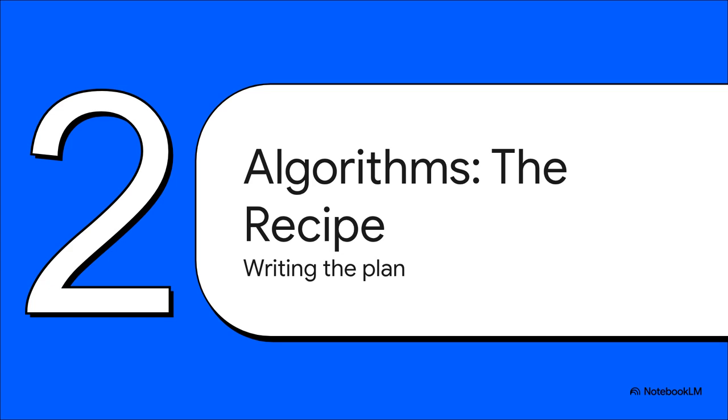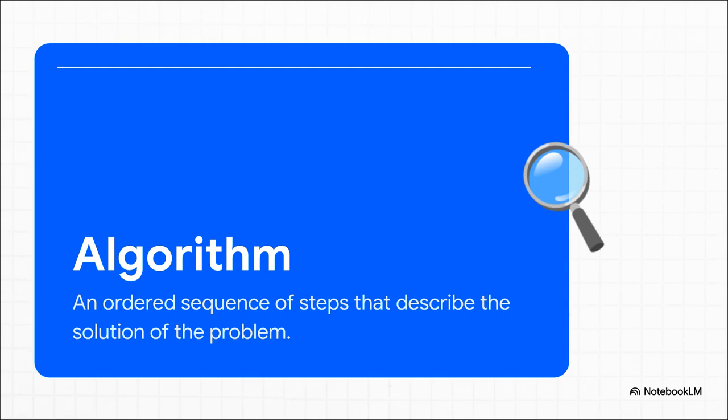The absolute best way to think about an algorithm is like a recipe. It's the whole plan for your program, just written out in clear, logical words. At its core, that's all an algorithm is. It's just an ordered sequence of steps that solves a specific problem. That's it. It's not magic. It's not some crazy complicated math thing. It's just a to-do list, a really clear one.